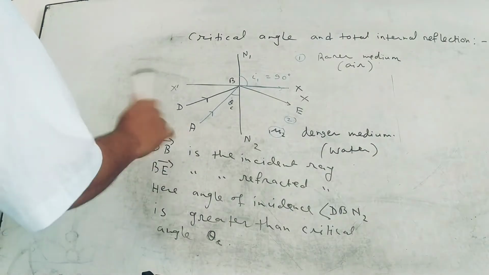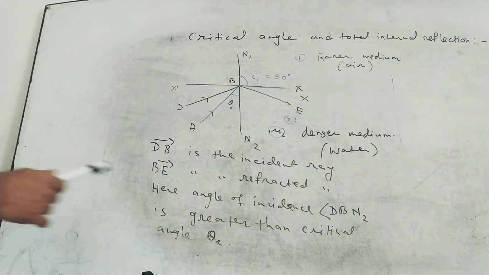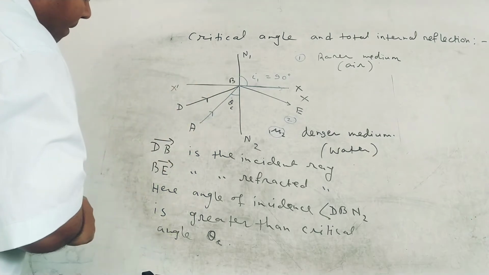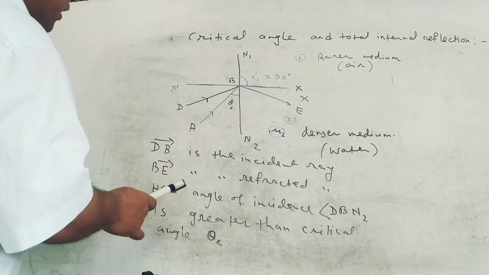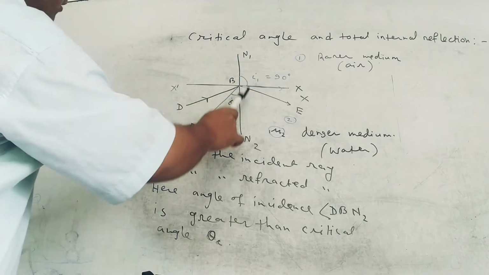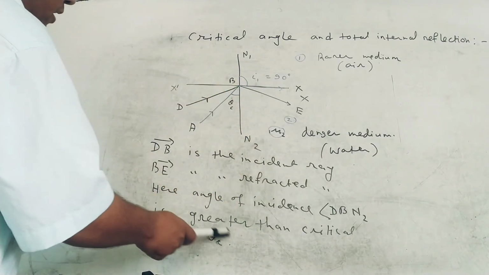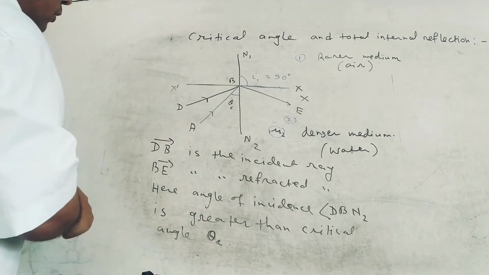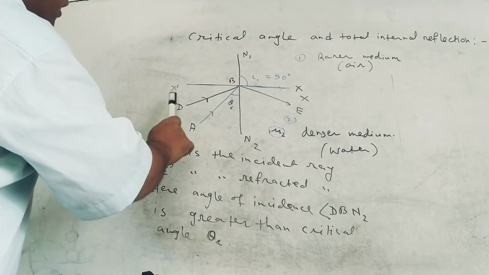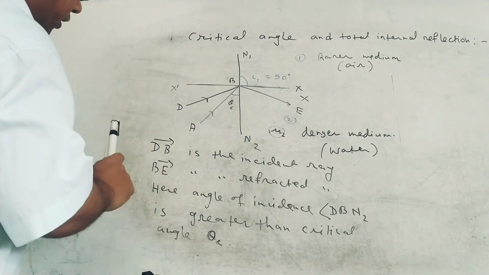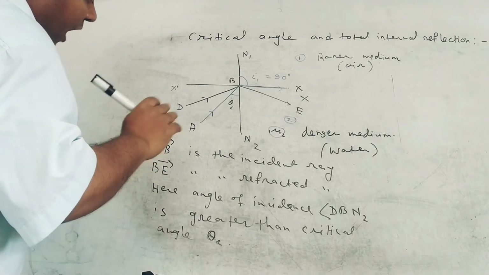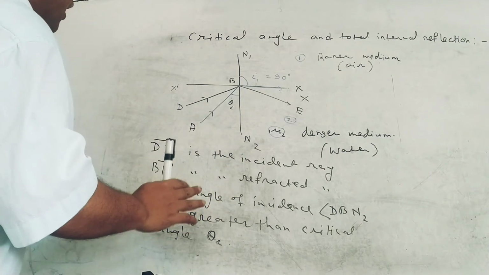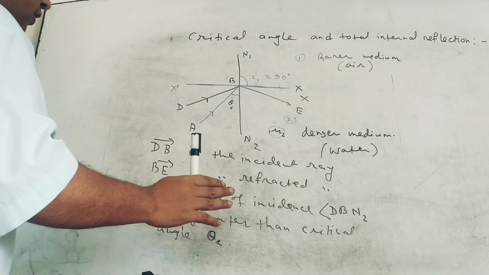That is, for total internal reflection there are two conditions. First, the light ray should move from denser to rarer medium, and the angle of incidence on the plane of separation between the two media is greater than the critical angle of the two media. Then the incident ray is reflected by the plane of separation and comes back to the denser medium again. This phenomenon is known as total internal reflection.